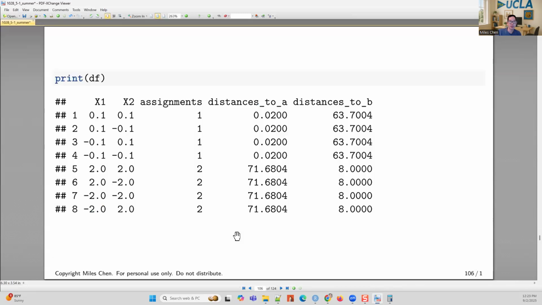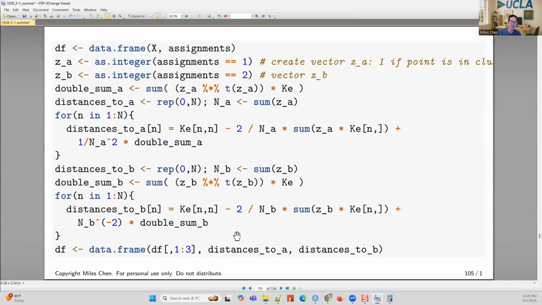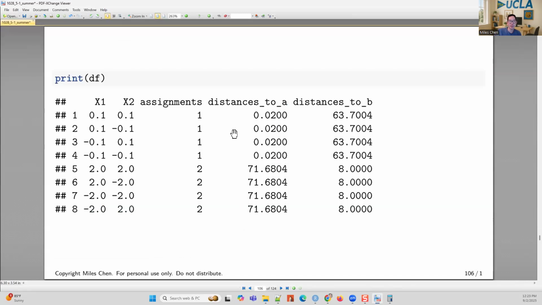Okay, so putting everything together on the same slide at this next iteration, we can recalculate the distances to centroid A here and the distances to centroid B here, and we get the same results that we did earlier.